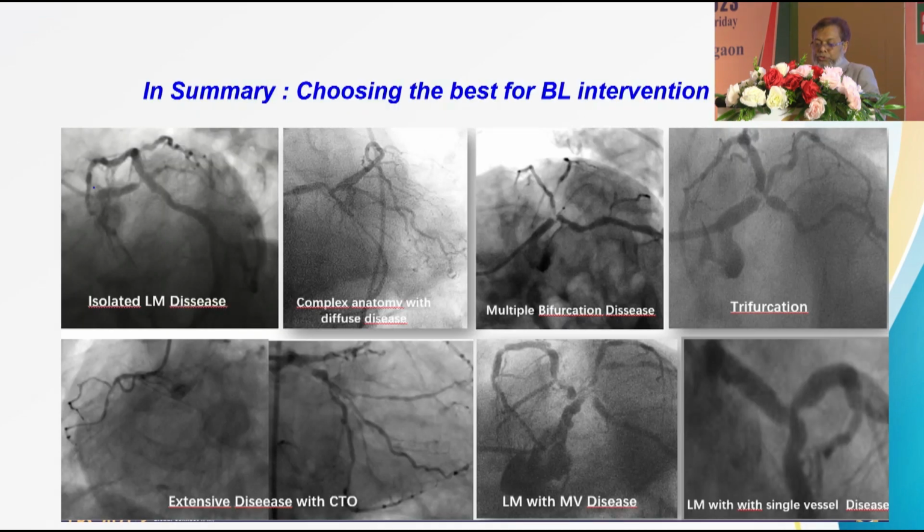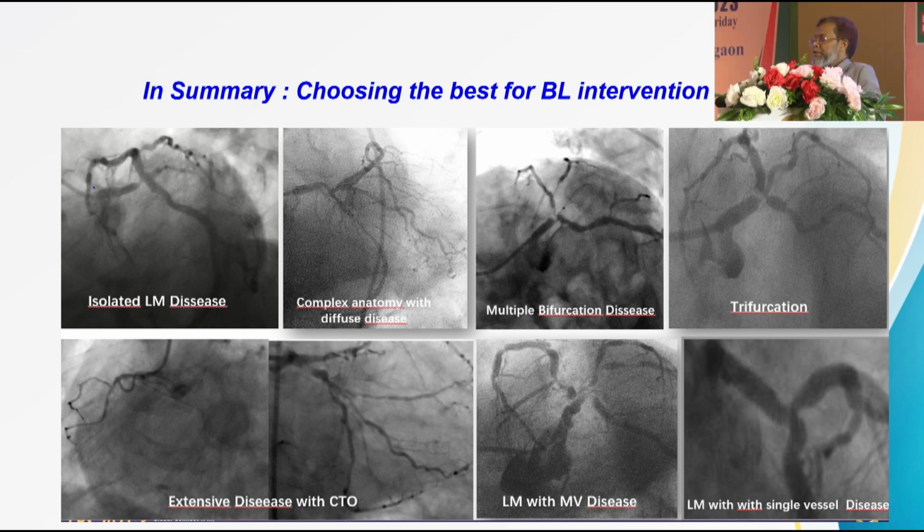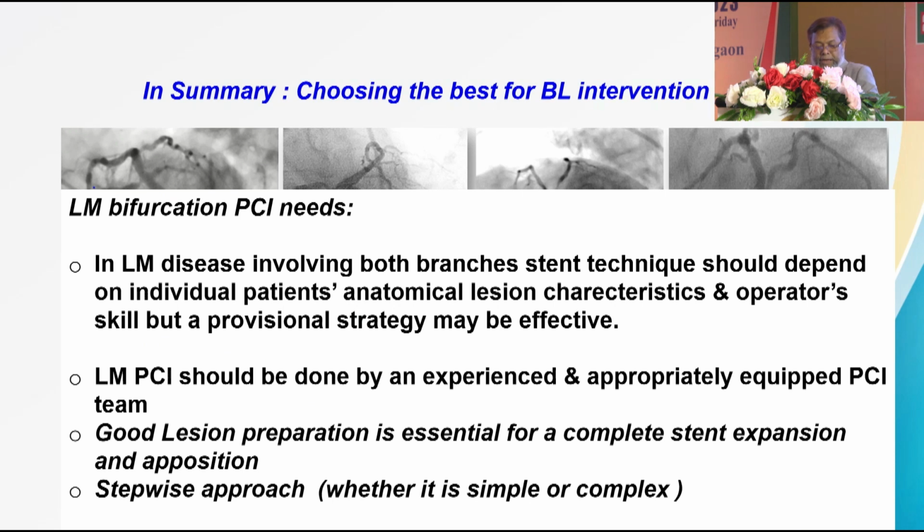In summary, choosing the best for bifurcation lesion intervention depends on the performer as well as the anatomy and physiology of the lesions. In LM disease involving both branches, stent techniques should depend on the individual patient's anatomical lesion characteristics and the operator's skill, but a provisional strategy may be the best effective tool.